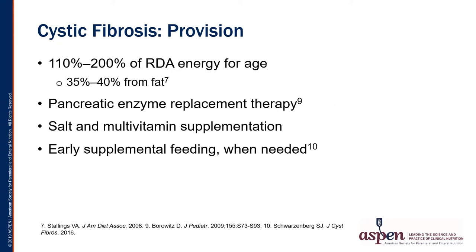Children with CF require 110 to 200% of the RDA energy for age, and fat should not be restricted in these children. 85% of children will require pancreatic enzyme replacement therapy as they will be pancreas insufficient. Salt supplementation is vital in children as children with CF lose salt in their sweat and other secretions. CF-specific multivitamin supplementation is recommended. And when children with CF remain malnourished despite other interventions, early gastrostomy tube feeding should be considered.